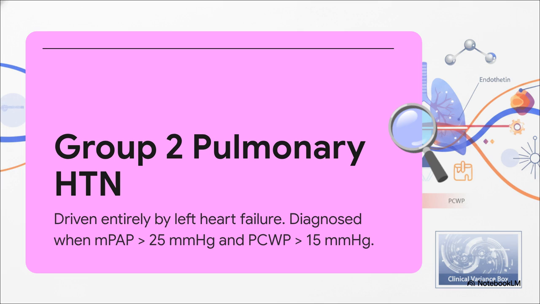That could be systolic dysfunction with a reduced EF, diastolic dysfunction, or even valvular disease like mitral stenosis. The hemodynamic signature here is undeniable. The RHC reveals an elevated MPAP above 20, but crucially, and this is the key, the PCWP is strictly greater than 15 millimeters of mercury. This absolutely proves that blood is pulling backward from the left side.